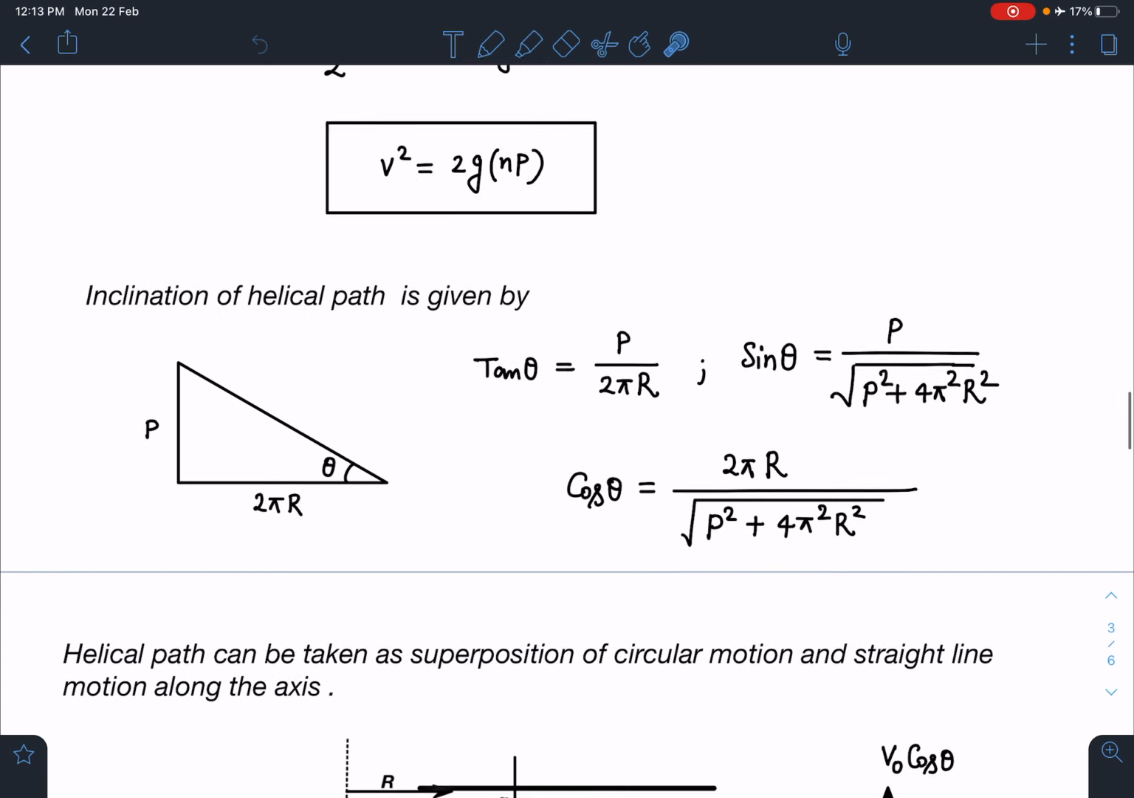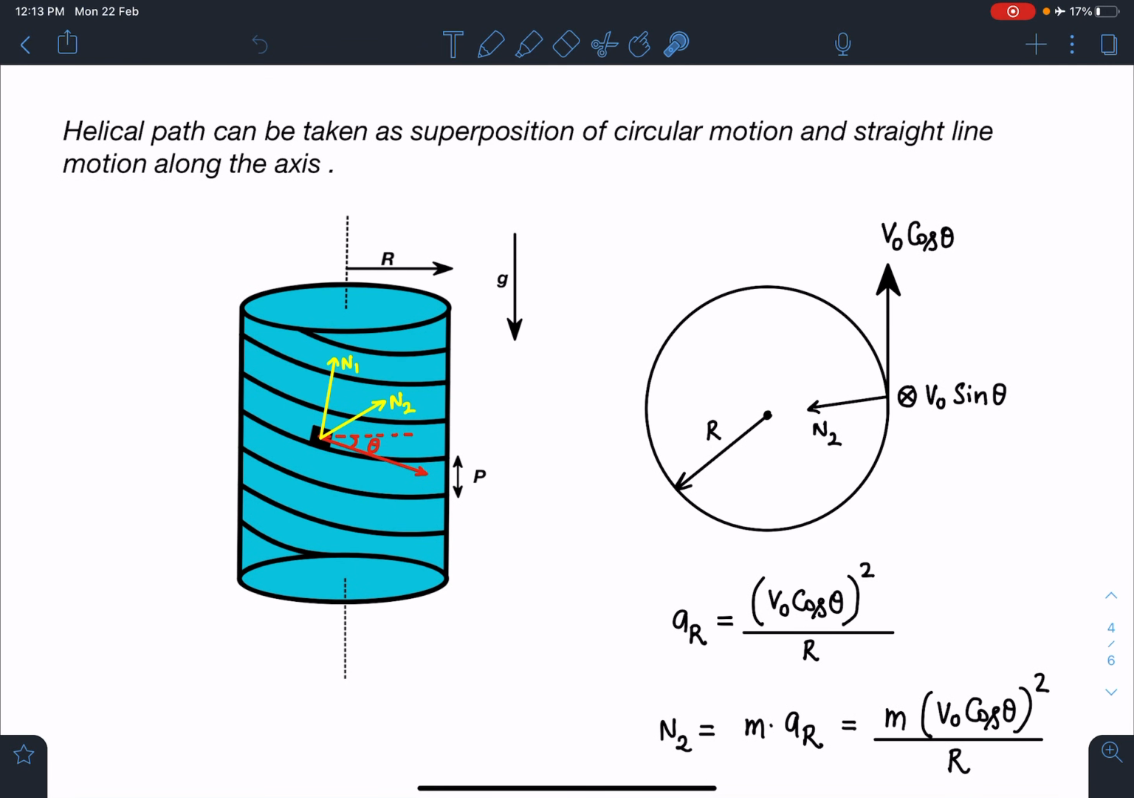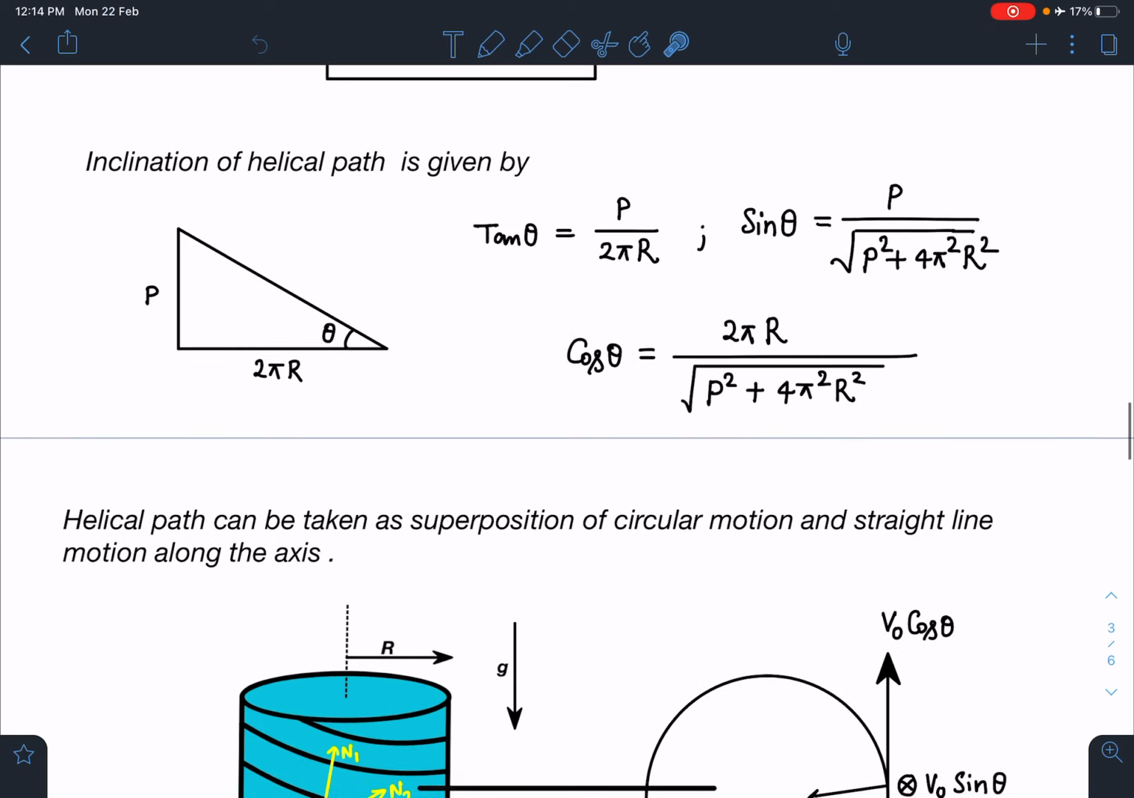All right. Now the helical path can be taken as the superposition of circular motion and a straight line motion along the axis. In this case, both the motions are accelerated ones. If you locate any circle in the plane of the body, you can see this body is having velocity v along the tangent here, and this tangent will be inclined at an angle of theta with the x-axis, where theta is given by the earlier expressions.